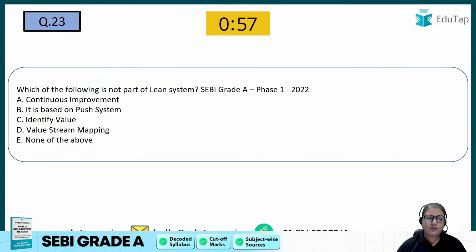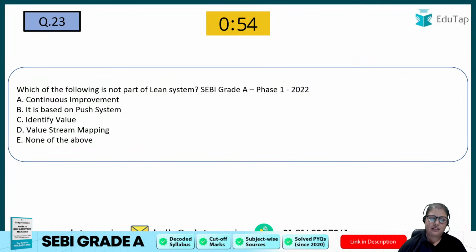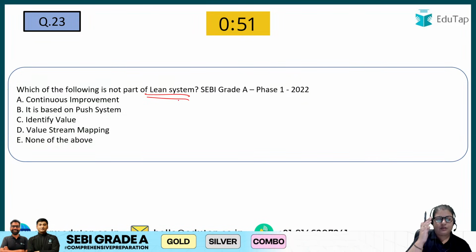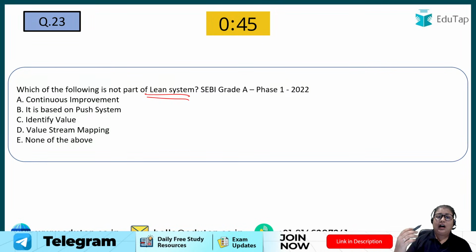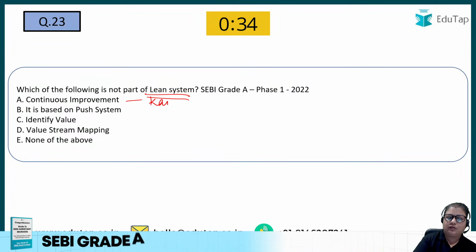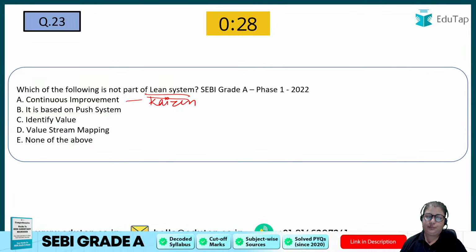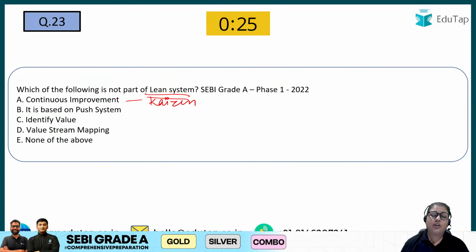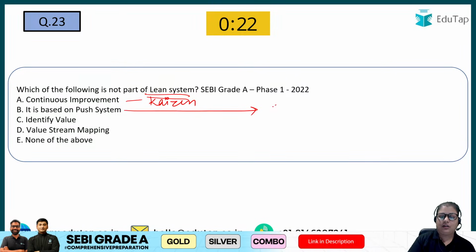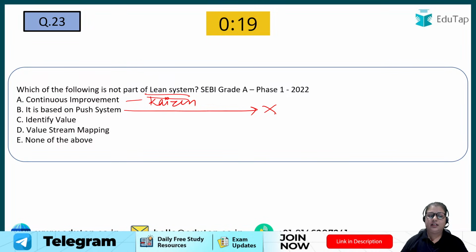Question 23, which of the following is not a part of the lean system? Okay, not a part of the lean system. This was also a Japanese approach which says how to do the production and how to maintain your workplace. So continuous improvement, yes, the Japanese say that you have to continuously improve. That is our Kaizen also, known as Kaizen costing, so that you can improve your efficiency. Now, it is based on push system. This is a wrong statement. This is a little tricky. It is not based on push system, rather it is a pull system.